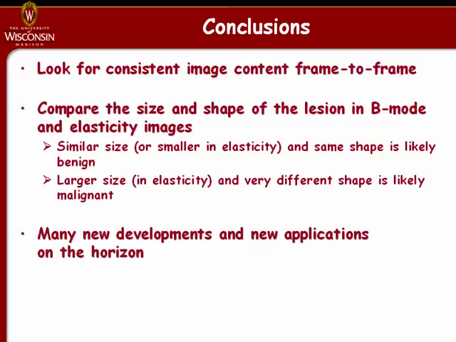If the size and shape are similar, it's likely to be benign. If the size is smaller in the strain image than it is in B mode, again, likely to be benign. But if the size is larger in elasticity than it is in the B mode image, and if the shape is quite different, then it's more likely to be malignant. In addition to that, with the things that I just showed you, there are many developments on the horizon. There are many new applications beyond just breast imaging, so we think this is a very exciting future for elasticity imaging.